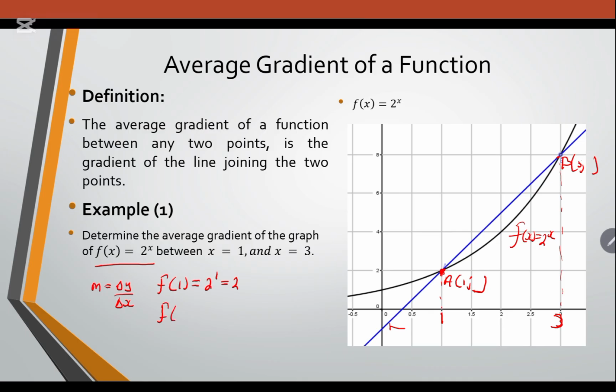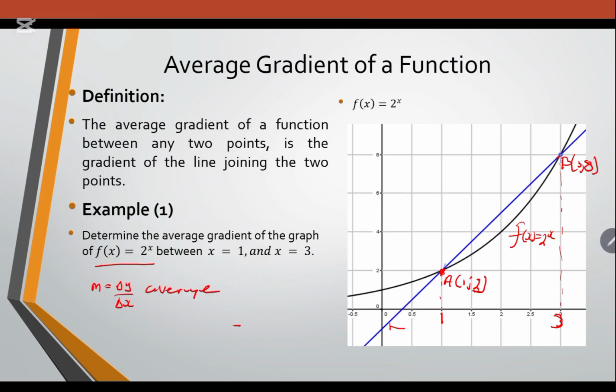What is f of 3, which is our second point? f of 3 is equal to 2 to the exponent 3, and that is 8. So we know that when x is 1, y is 2. When x is 3, y is 8. Therefore, the coordinates of A are (1, 2) and of B are (3, 8). And therefore, we can now calculate the gradient.